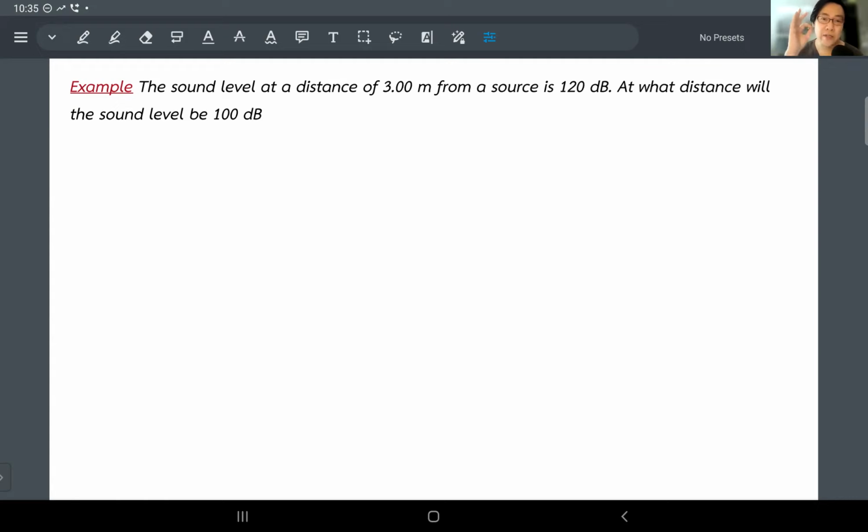Okay, guys, everyone try this. The sound level at a distance of 3 meters from the source is given to be 120 decibel. At what distance will the sound level be 100 decibel? That's like a normal scenario. You might be standing too close to the speaker if the sound is so loud, 120 decibel, so you want to walk away from it. But this question is asking how far you have to be if you want to reduce the sound you're hearing from 120, which is too loud, down to 100 decibel. All right, give it a shot, guys.